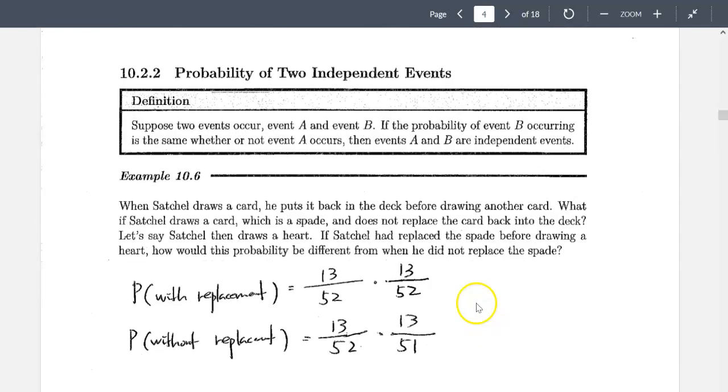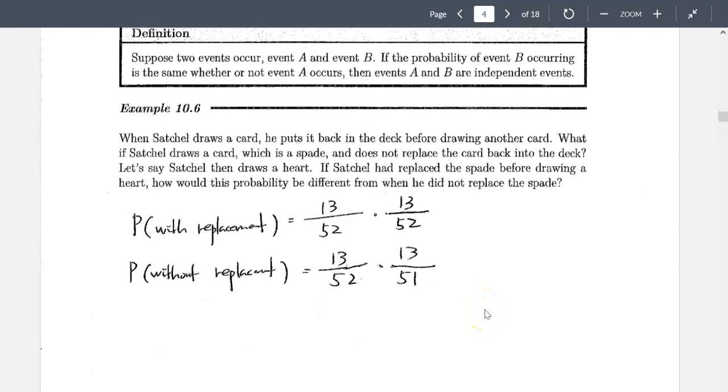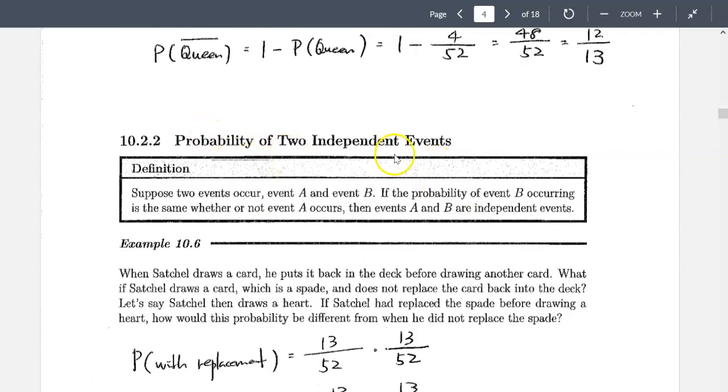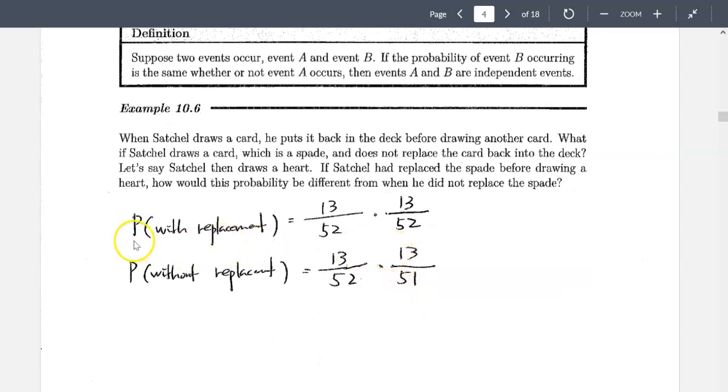Now, the probability of 2 independent events. If you take a look at this, when you draw a card, we'll look at Satchel again. He puts it back in the deck before drawing another card. If Satchel draws a card which is a spade, and does not replace the card, okay, that's important, the question is, what are the chances he will get 2 spades? That's the question, okay? So we have 2 independent events. All right, let's see what happens.